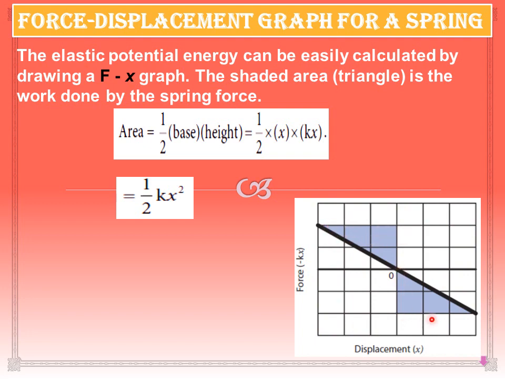This is the work done by the spring force, this is the displacement x, and this is the force, that is minus kx. Here the area is equal to 1 by 2 the base and the height. So 1 by 2 into x into k into x. Therefore, the force displacement graph for a spring shows the equation 1 by 2 kx square.